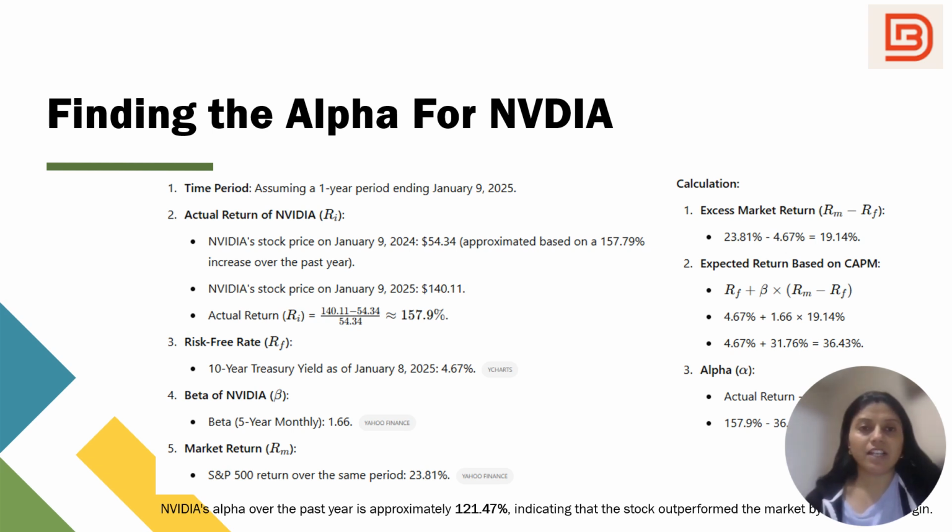Let's find the alpha value for the stock Nvidia. Now here we are considering the time period of 1 year ending January 9th, 2025. The actual return of NVIDIA, how do we calculate it?